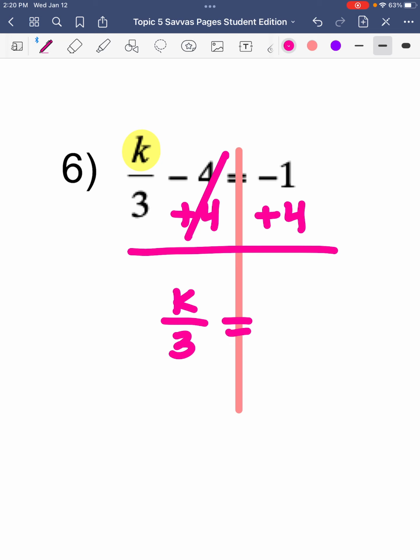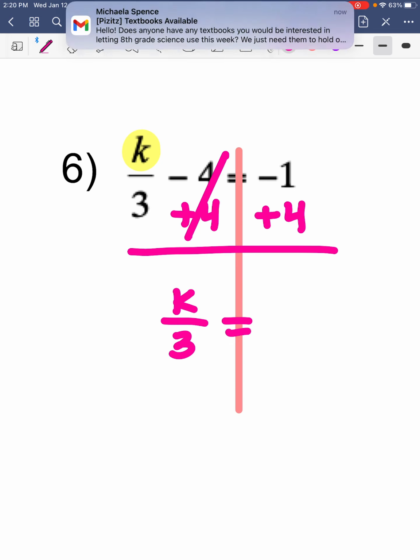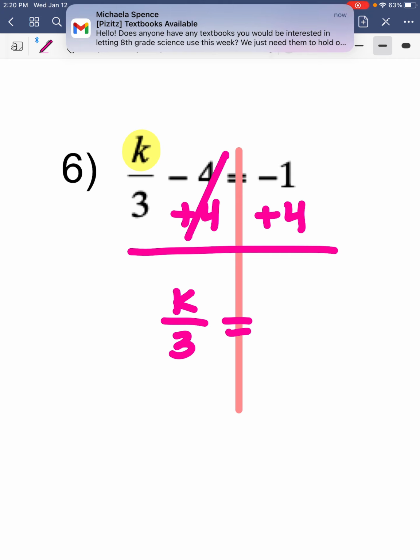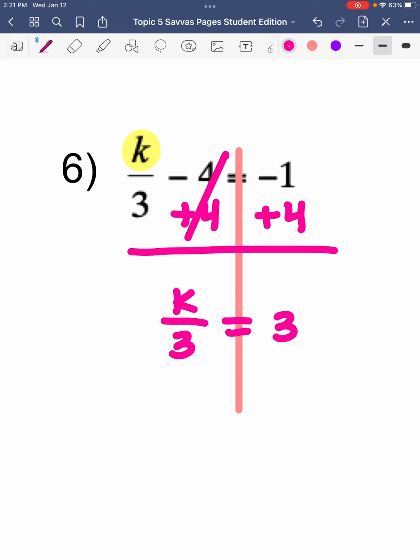Okay, now on the other side, I have negative 1 plus 4. I'm adding integers with different signs, so I'm really going to subtract. 4 minus 1 is 3. My bigger number was positive, so it stays positive. Now, we're still trying to get the k by itself.